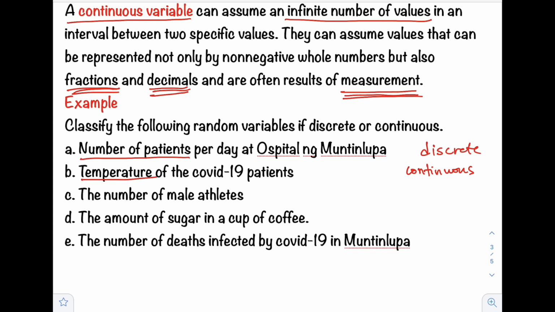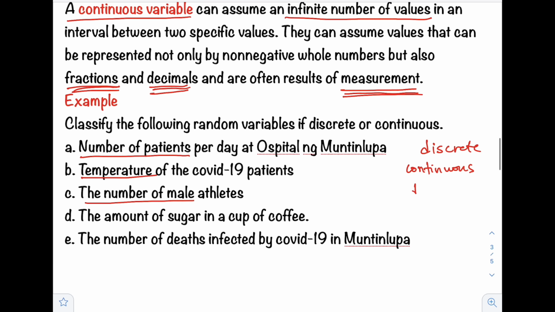For letter C, the number of male athletes. So again, puro whole number lang tayo dyan or magbibilang since ang usapan natin dyan is the number of male athletes. So, it means this is a discrete variable. Okay? For letter D, the amount of sugar. So, ma-obtain lang natin yung amount ng sugar in a cup of coffee through measuring. Okay, so it means this is a continuous.